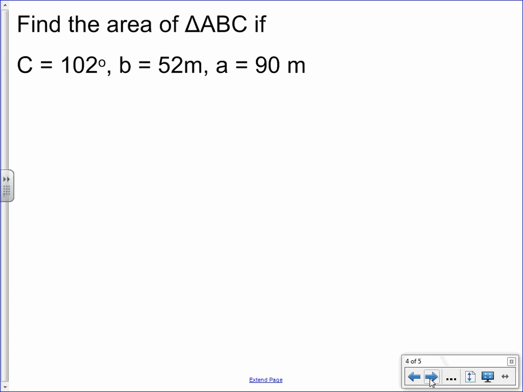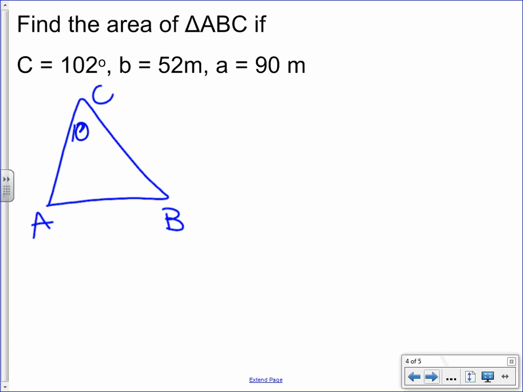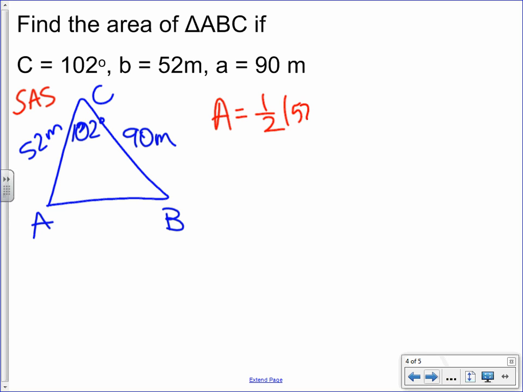So if we draw a triangle, A, B, C. C is 102 degrees, B is 52 meters, and A is 90 meters. What information do we know? We know side, angle, side. That was convenient. So our area is 1/2 times the two sides times the sine of the angle in between. Enter into your calculator, please.